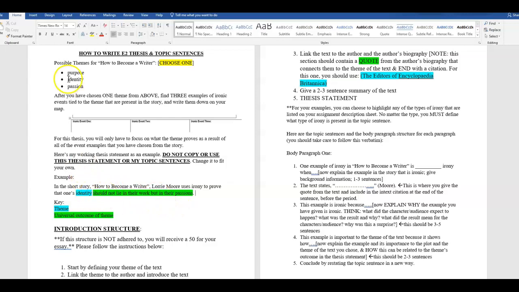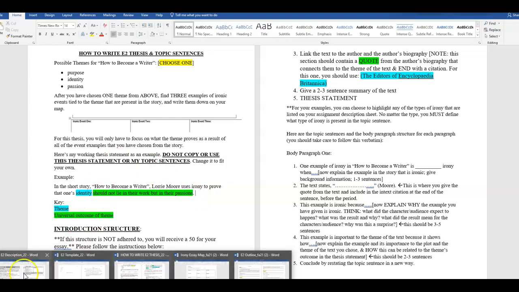Okay, so when you're picking your theme, your universal outcome in your thesis statement should also be universal. Okay, if you have questions about that, please call or email me so that we can go over that together.